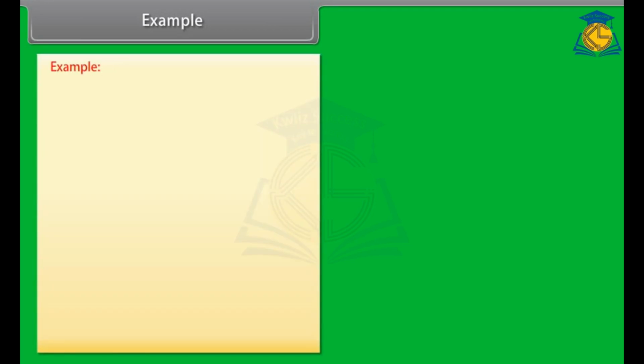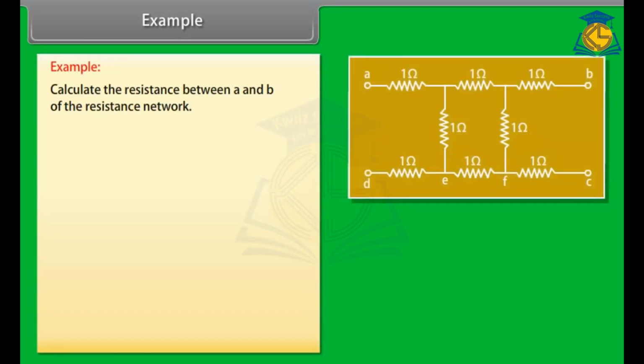Example. Let's take an example on combination of resistors. Calculate the resistance between A and B of the resistance network shown in the given figure.